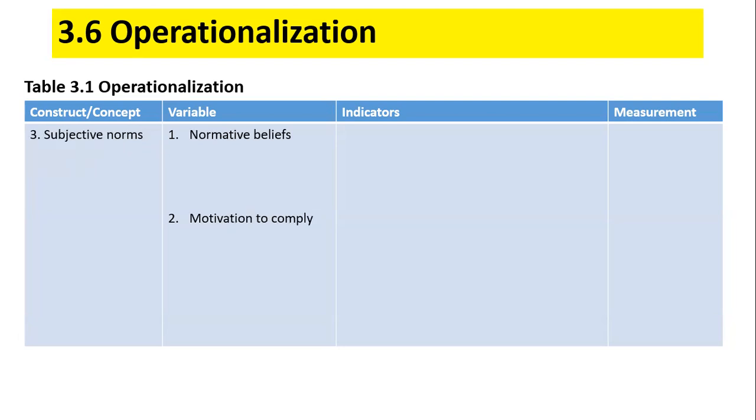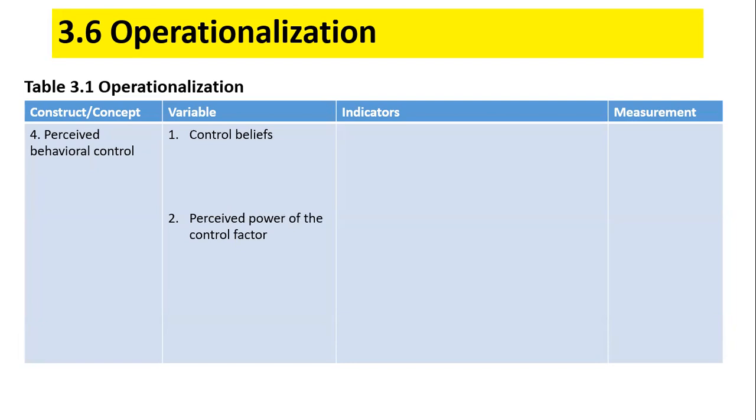Then subjective norms, විෂයාත්මක norms, ප්‍රතිමාන කියලා කියනවා. So there are 2 variables: normative beliefs and motivation to comply. So likewise, perceived behavioral control, ඒකේ variable දෙක තමයි control beliefs and perceived power of control factor.